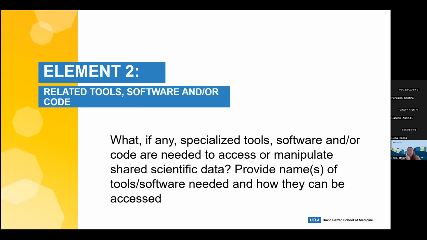It's basically just, at this point, since you are anticipating what data you are going to develop, what are the tools that are needed for doing so? And then providing the names of the tools or software needed, and how they can be accessed. Are they open source, are they available to everybody? Do you need to have a subscription or an account, or do you need to request it from the PI? All those things can be outlined here in element 2.